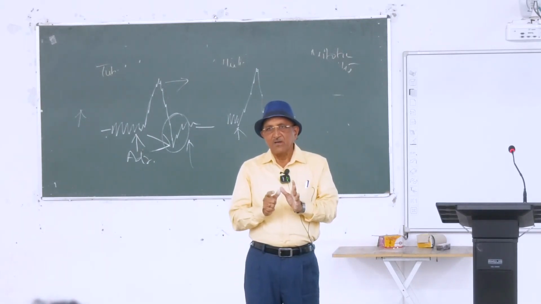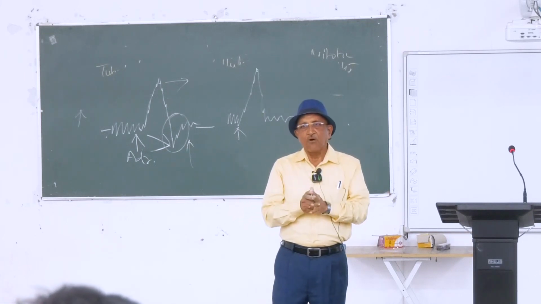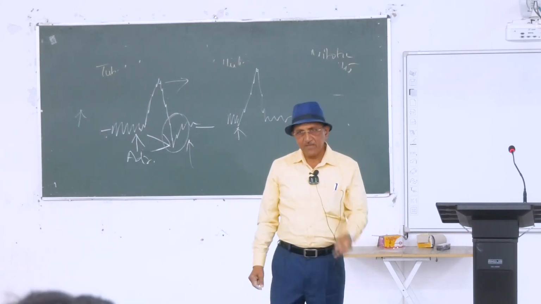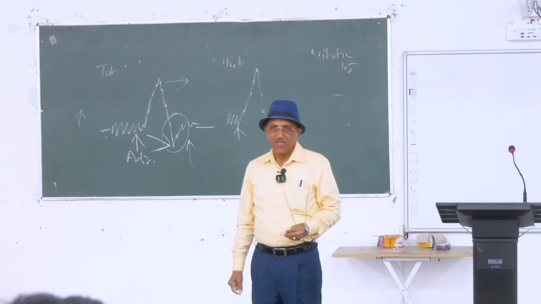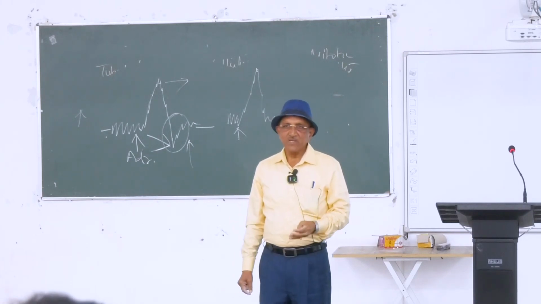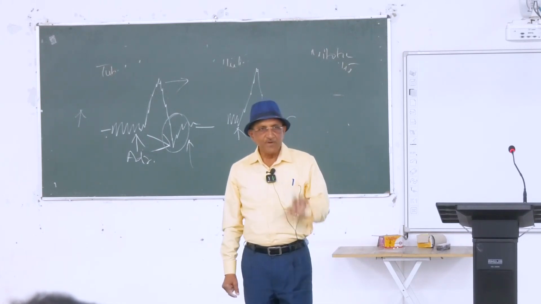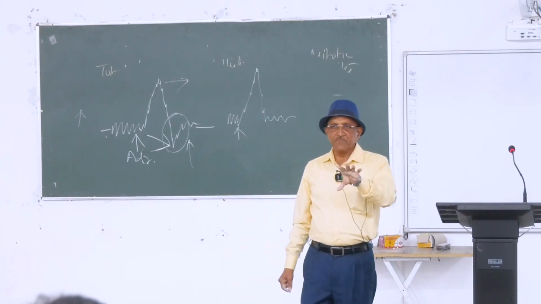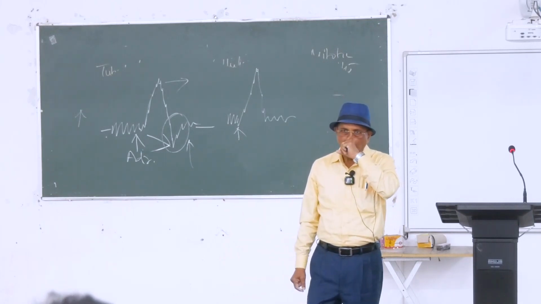Vagal stimulation is dependent on which parameter? There are one is the blood pressure, one is the pulse pressure, one is the mean arterial blood pressure.